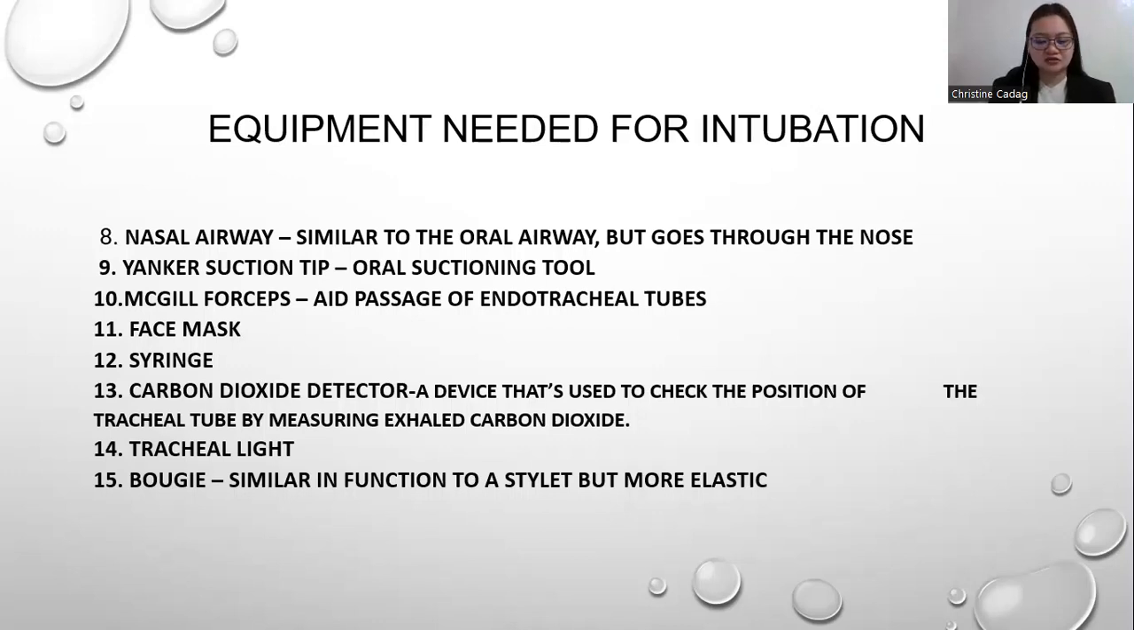The tracheal light is also called the light wand. It is also known as an illuminated stylet that is used to insert the endotracheal tube, and the tip of the tube is directed into the trachea, guided by transillumination of the neck tissue. So this equipment is used for easy visualization of the neck tissue while inserting the tube. Next is the bougie, similar in function to a stylet, but it is more elastic.